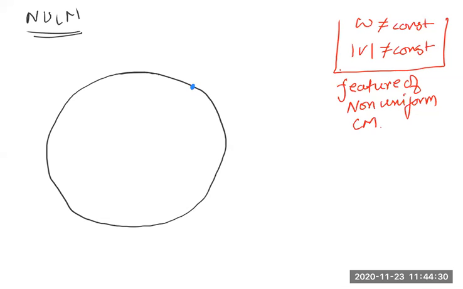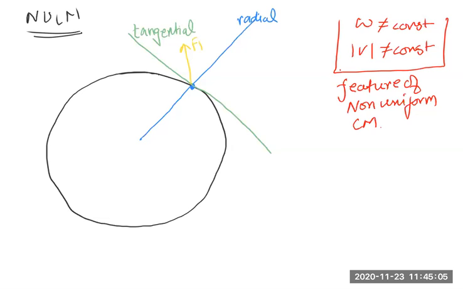So what do you do when you have non-uniform circular motion at hand? Everything remains the same. Step one, you have to draw the radial axis. Then step two, you have to draw the tangential axis from the location of the particle. So the origin is the location of the particle. And then you draw your FBD. I don't know, F1 force is applied here, F2 force here, F3 force here. And let this be theta 1, let this be theta 2.